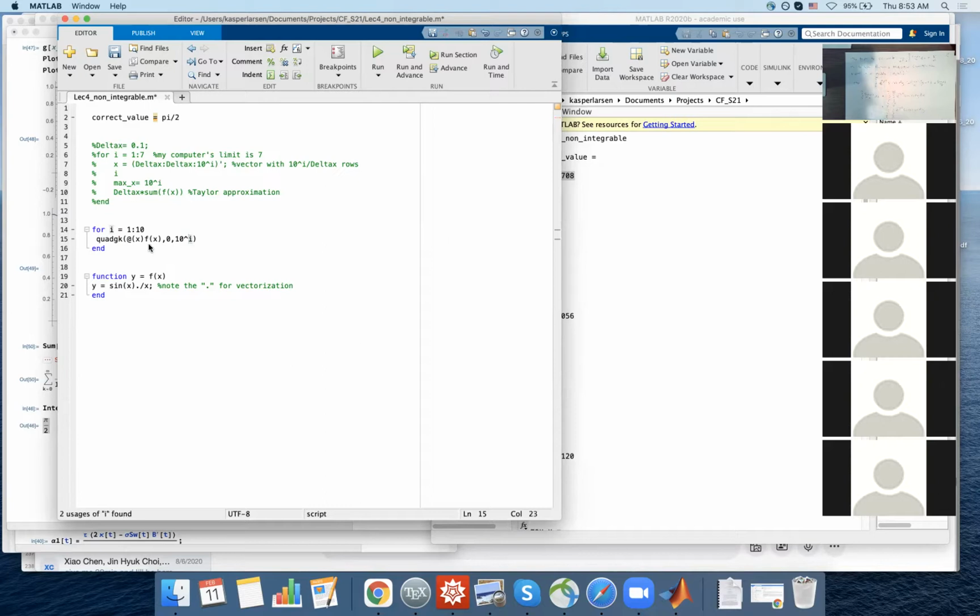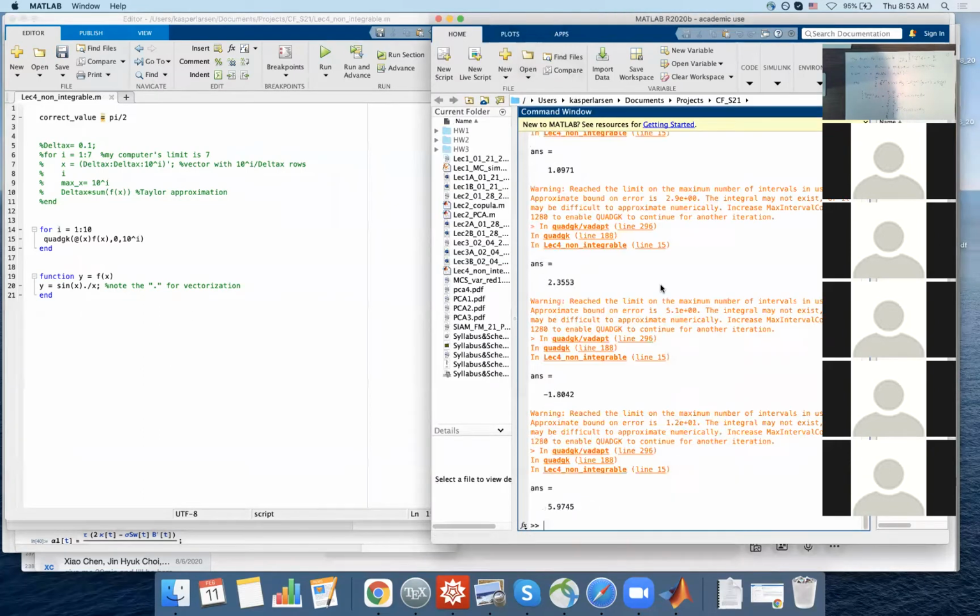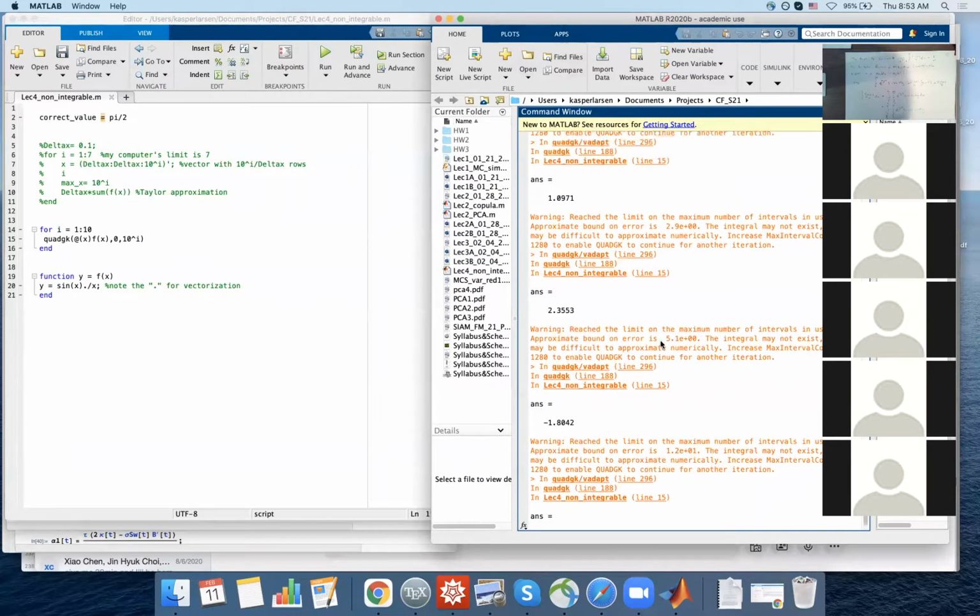This thing here is a numerical method that the software has built in, so it's much faster than what we just did with the Taylor. And if you run that, you can see you get warning signs everywhere now.